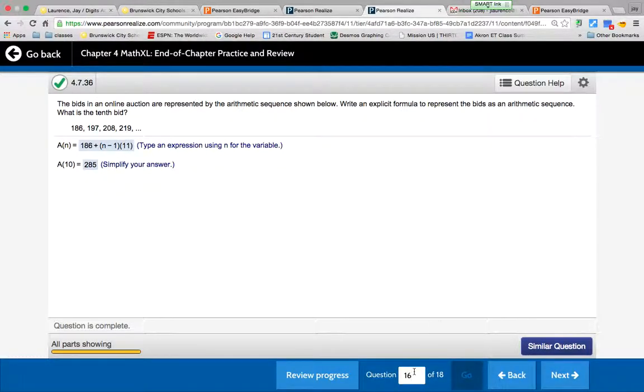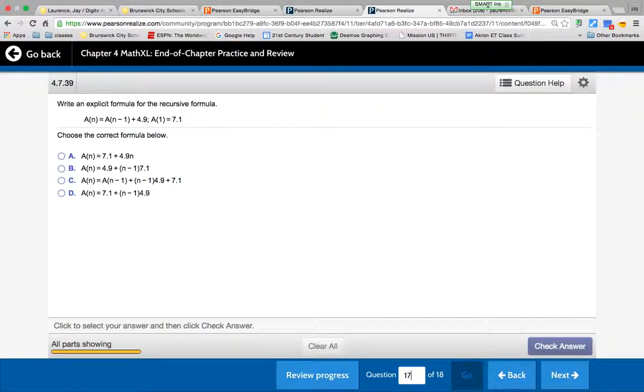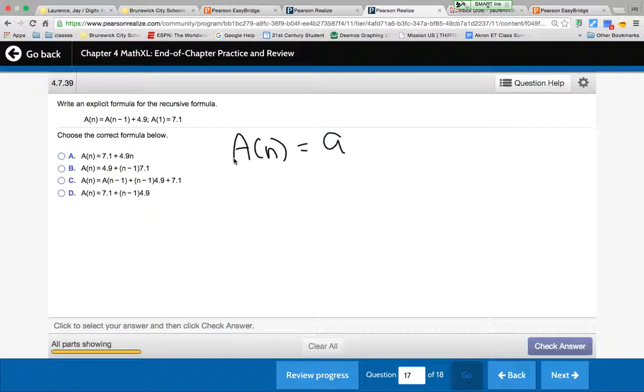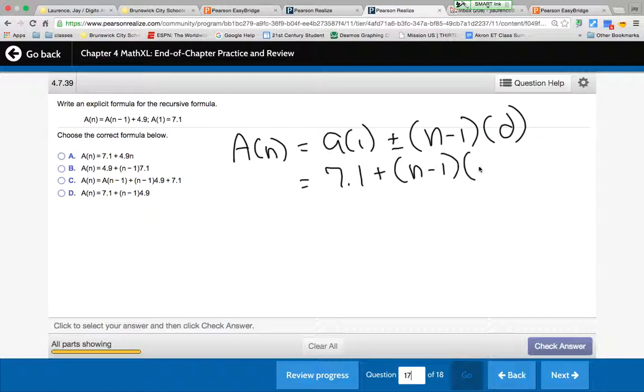And then finally, I want to do number 17, right? Number 17. Okay, so write an explicit formula for the recursive formula. So explicit formula again is a of n equals a of 1 plus or minus quantity of n minus 1 times d. So in this problem, a of 1 is 7 1/10. Okay, let's see here. Looks like d is positive, so we're going to use plus n minus 1, and d looks like it's 4 9/10, and that should be one of my choices over there.